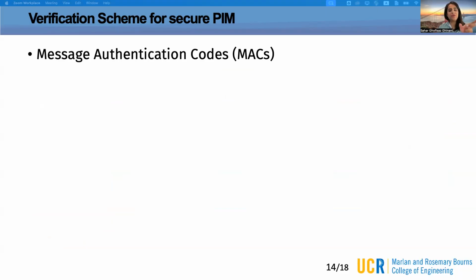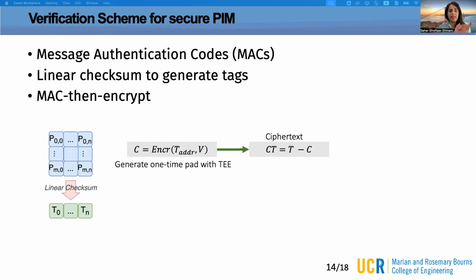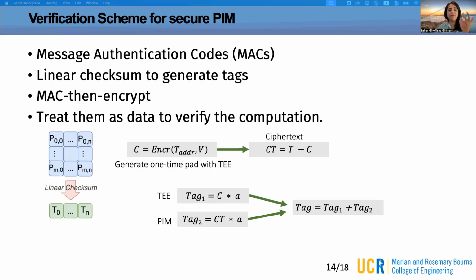To generate these tags for each block of the plain text, we are using linear checksum. Okay, so when we have generated the tags using this linear checksum, we just need to mask these tags with one-time pads, and then from now on, after having the ciphertext for tags, we just treat them the same as data. So we perform the computation over them, we get the partial results, and then we merge them. And the final tag here can be used to verify the computation.